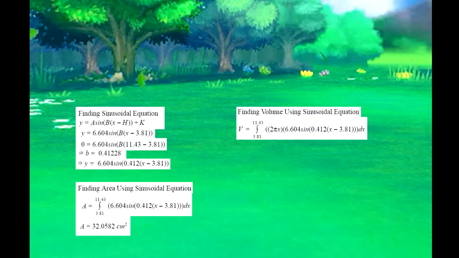Now to find our area, we'll use our limits of integration, which are our x-intercepts 3.81 and 11.43. Using these limits of integration, we find our area to be 32.0582 centimeters squared. Now to find our volume, we'll use cylindrical shell method, where we multiply our function by 2 pi x. And using the same limits of integration, we find our volume to be 1,535.4 centimeters cubed.